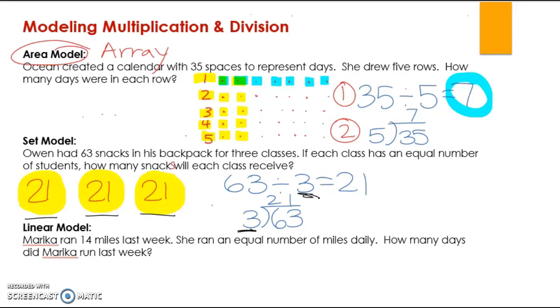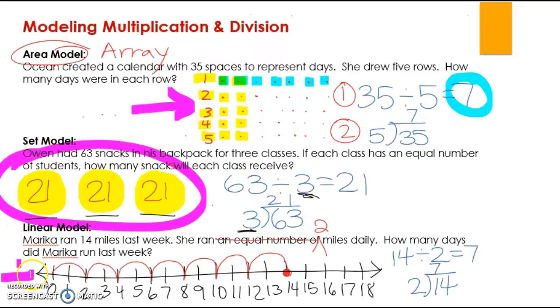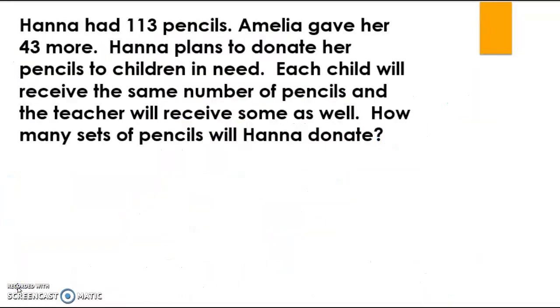And lastly, take a moment and read the linear model, and then we'll look at the answer. You probably noticed the error. The problem says that she ran an equal number of miles daily when it actually should say she ran 2 miles daily. How many days did Marika run last week? Well, she ran a total of 7 days last week. And notice we wrote the problem both horizontally and vertically. So you've seen the area model, a set model, and a linear model.